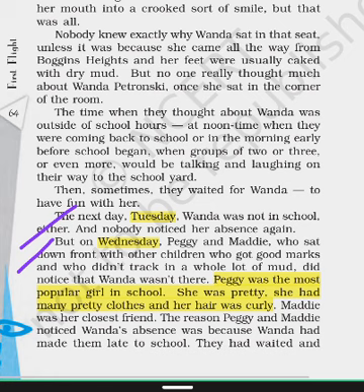But on Wednesday, Peggy and Maddie. I have already told you that Maddie is the nickname of Madeline. Okay, so on Wednesday, Peggy and Maddie, who sat down front with other children who got good marks and who did not trek in a whole lot of mud, did notice that Wanda wasn't there.